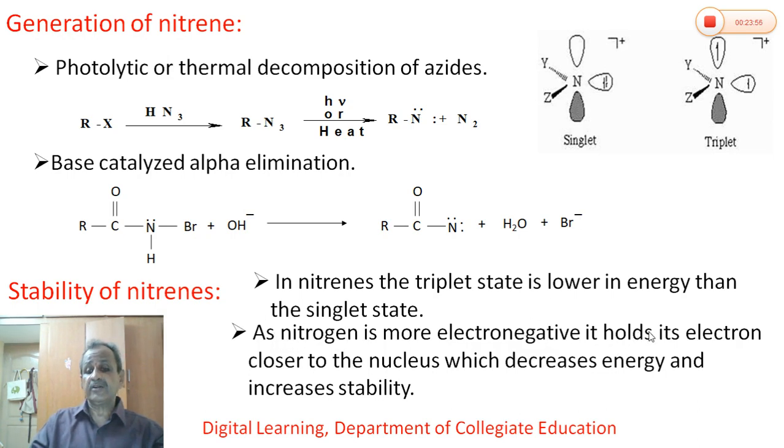As nitrogen is more electronegative and holds its electrons closer to the nucleus, this decreases energy and increases stability. Compared to carbene, nitrene is more stable because nitrogen is more electronegative than carbon. Therefore, nitrene intermediate is more stable than carbene. Among the different types of nitrenes, triplet nitrene has single electrons in 2 different orbitals, and singlet nitrene has paired electrons in a single orbital. So the singlet state nitrene is less stable than the triplet state nitrene.